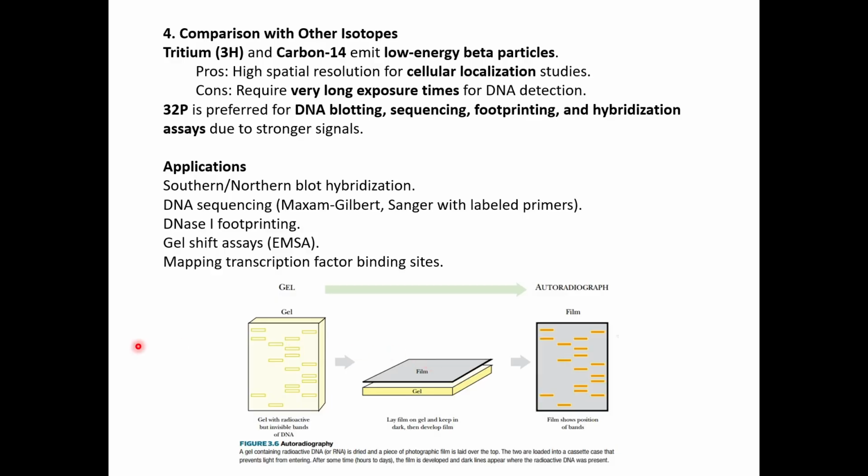Then why P32 when compared to other isotopes? We can also use tritium, that is your hydrogen isotope, and carbon 14, you know it is used in carbon dating, but they emit low energy beta particles. The pros for these are that they give high spatial resolution. When you use these, you have more resolution for cellular localization studies, but it requires very long exposure times for DNA detection. So P32 is preferred for DNA blotting, sequencing, footprinting, hybridization assays because it has a stronger signal.